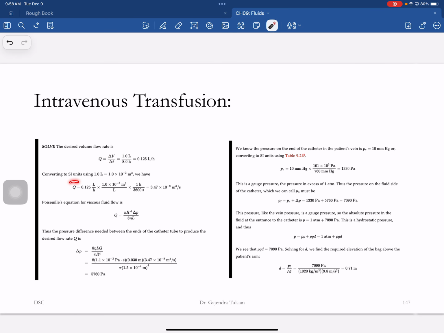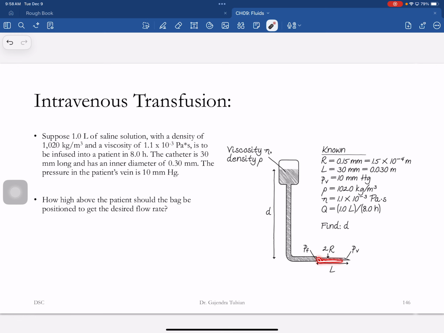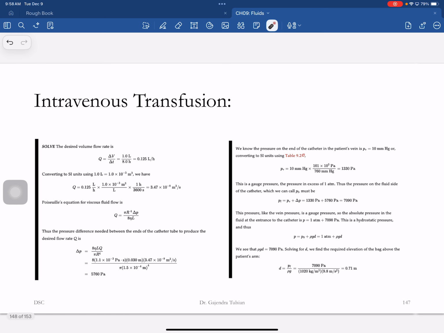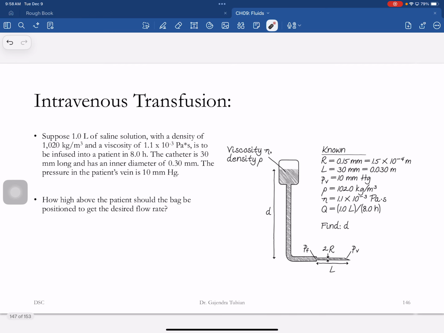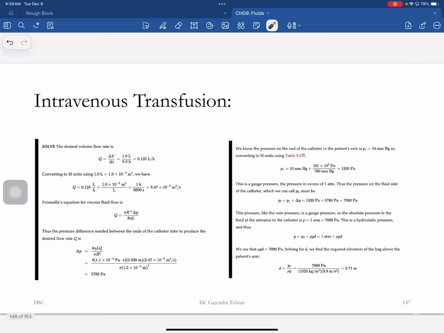Okay. And that flow rate is converted into SI units, meter cubed per second. Again, you just have to have a sense for these numbers. So Poiseuille's equation, so there's the flow rate. Okay, so the pressure difference you have to maintain, and thus the pressure difference needed between the ends of the catheter tube, is 5,760 pascals. Okay, so between the ends of this tube, you have to have 5,800, 6,000 pascals.